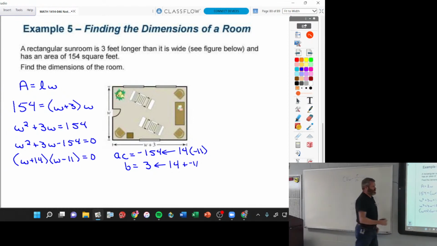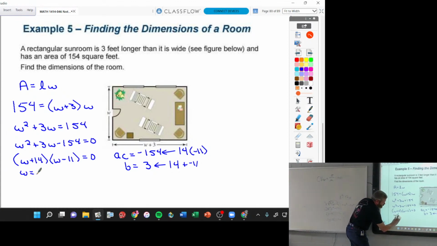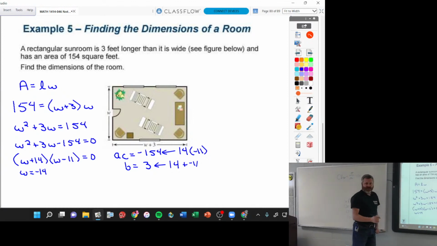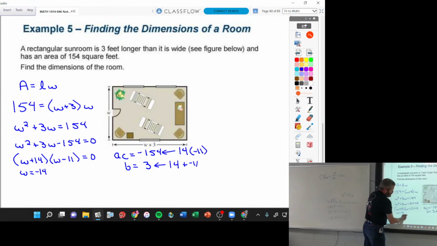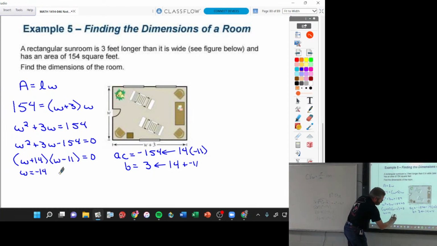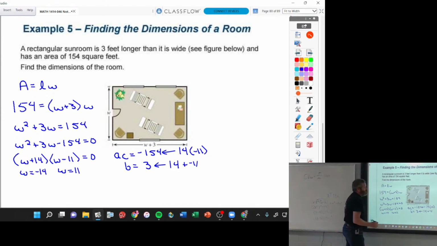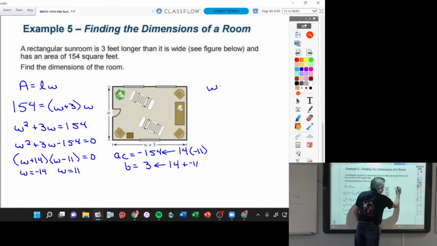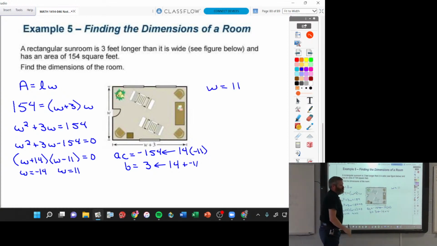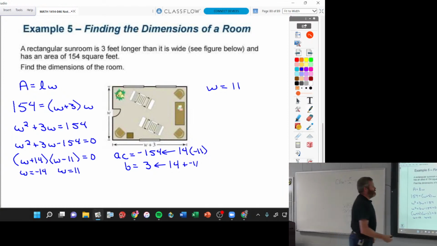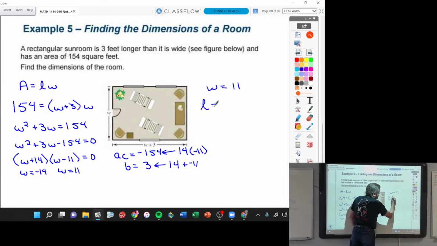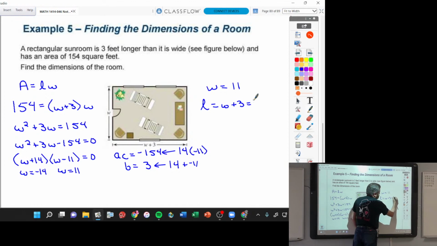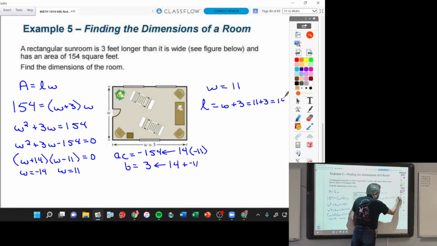Well, for W plus 14 to be 0, that would mean that the width is negative 14, because negative 14 plus 14 is 0. That doesn't make sense. I can't have a width of negative 14. However, W minus 11, that would be a width of 11. 11 minus 11 is 0. So the width of this room is 11. I throw away the negative 14. But the negative 14 is kind of important if you think about it, because the length is W plus 3, which is 11 plus 3, which is 14.